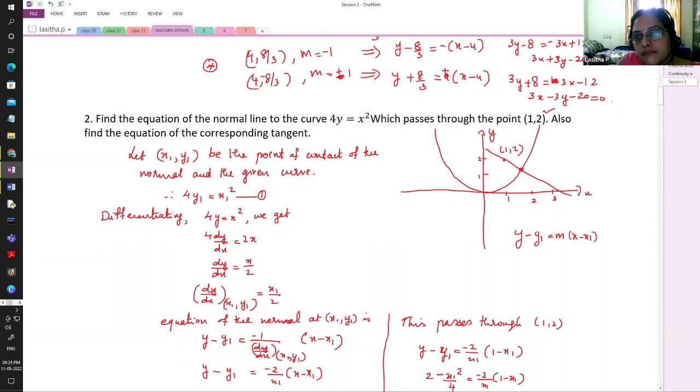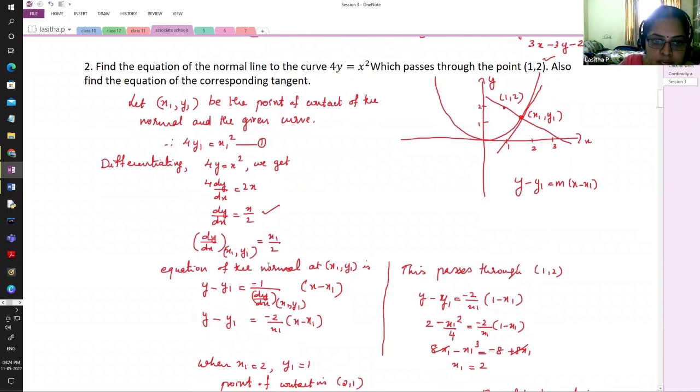So here they have to assume that the point of contact is x1, y1, and they should try to find out that point, and then they have to bring the answer. So I have written here, x1, y1 be the point of contact of the normal to the curve. And as in previous cases, the same method I have followed: 4y1 equal to x1 square, differentiating, we get dy by dx as x by 2. And at the point, if we substitute, we get x1 divided by 2.